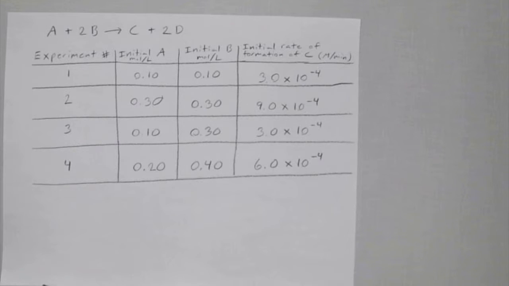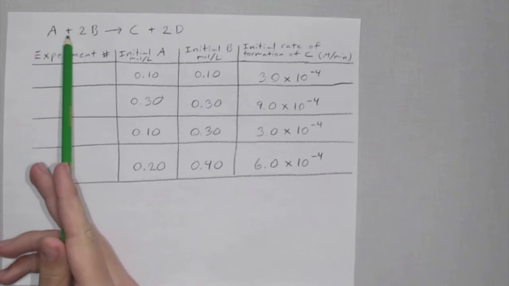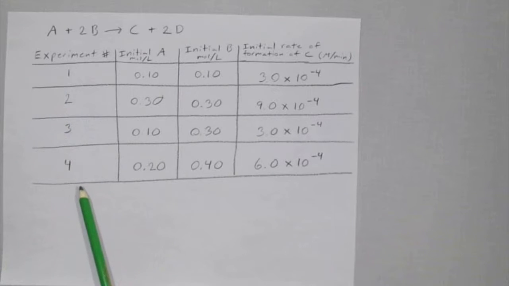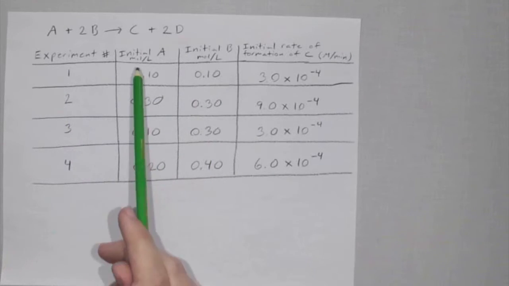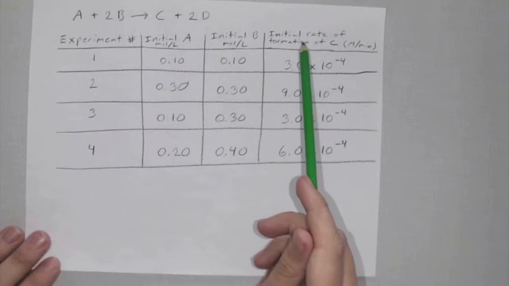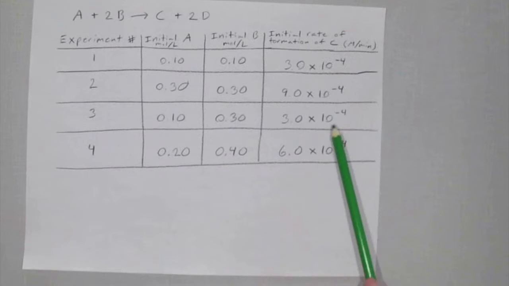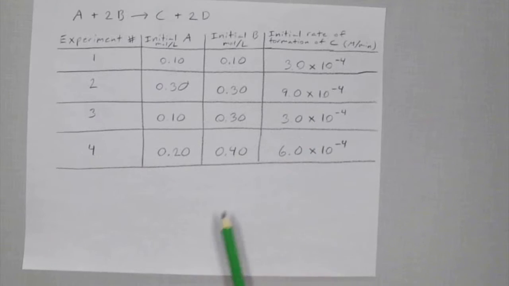So now let's determine some orders based on experimental results. So here in front of me, we have a table of the following reaction. A plus 2B yields C plus 2D. We did an experiment 4 times, each time changing the values for the initial concentration of A and B. And then over here, we have the initial rate of formation of C. Different values for each one of these. So what we're going to want to do is go through and use these to find our orders for our rate law.